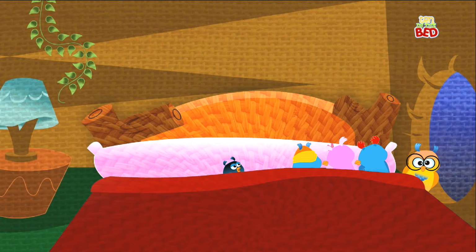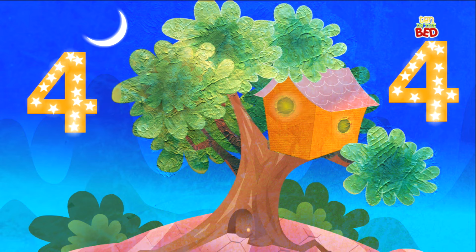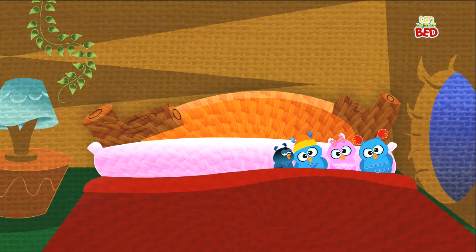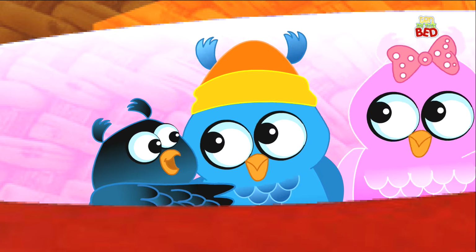So they all rolled over, and one fell out. Four, four. There were four in the bed, and the little one said, "Roll over, roll over."